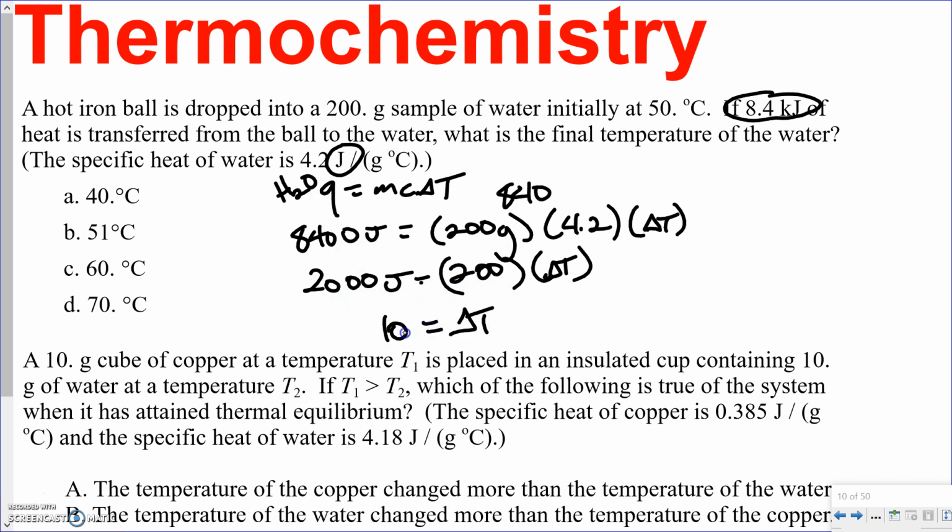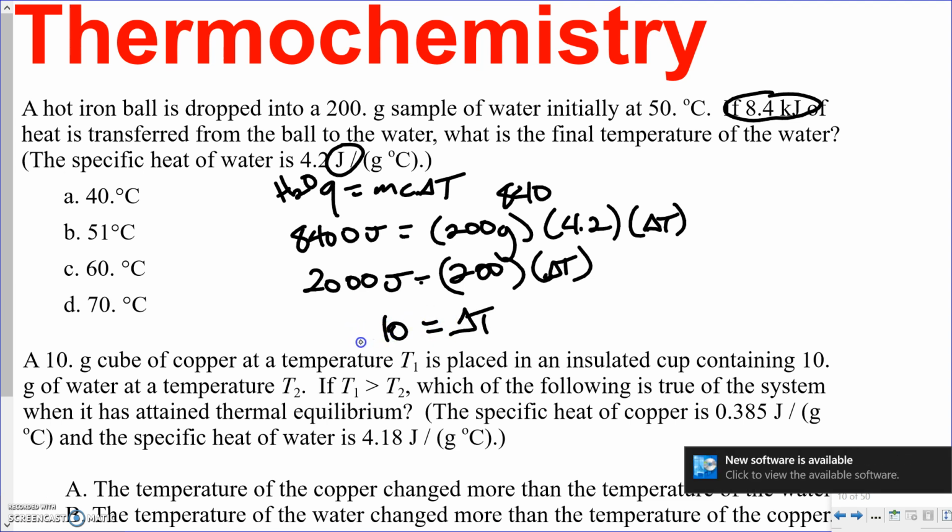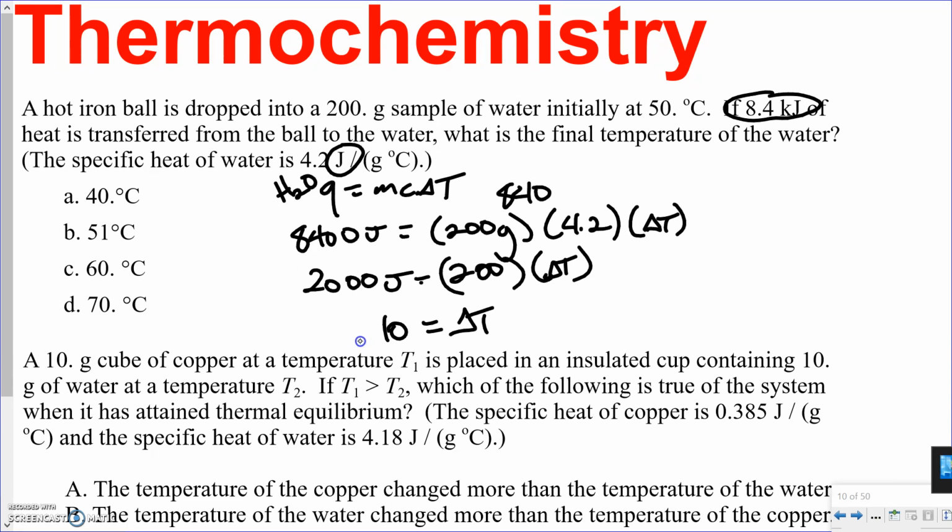Now the question comes, is this a positive change in temperature or a negative change in temperature? In other words, is the temperature of water increasing by 10 degrees or is it decreasing by 10 degrees? So notice here it's a hot iron ball, so we can assume the temperature is going to be above 50 degrees Celsius. Okay, that means energy is going to be transferred from the iron ball to the water, which means the temperature of the water is going to increase by this 10 degrees Celsius. So what we're going to be left with is 60 degrees Celsius, so our answer is going to be C.